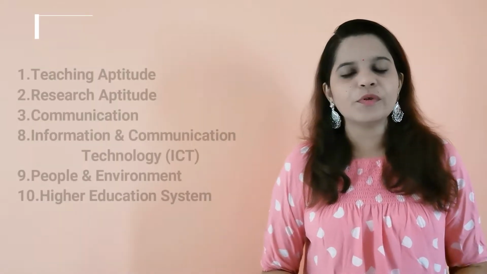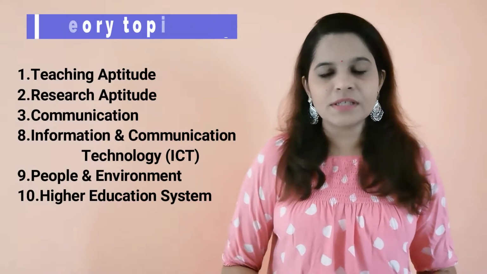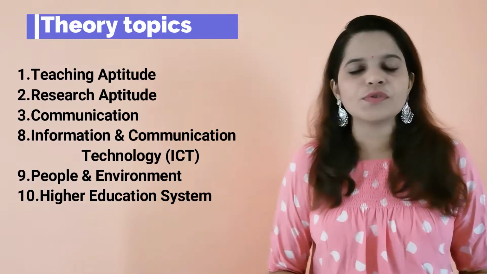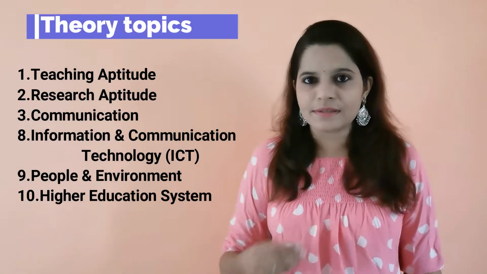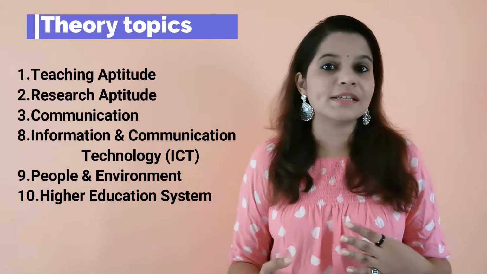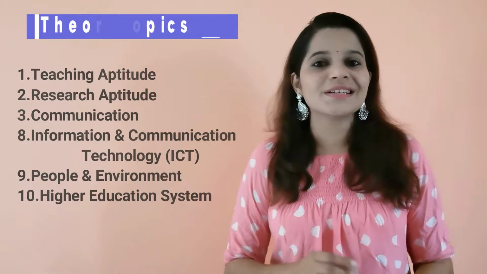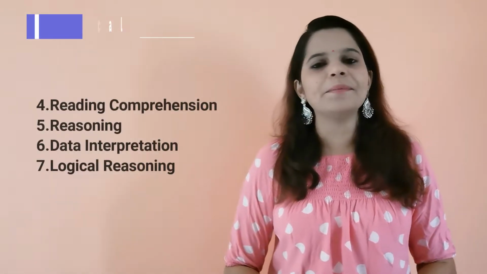The syllabus of paper 1 consists of 10 different units, out of which 6 are purely theoretical and 4 are practical based. The theory topics are teaching aptitude, research aptitude, communication, information and communication technology, people and environment, and higher education. These are the 6 units which are purely theoretical. There are certain concepts and topics which you need to understand, and then you might be able to solve certain MCQs. But there are certain topics which are practical. It means you need to practice again and again. These topics are reading comprehension, data interpretation, logical reasoning, and mathematical reasoning.